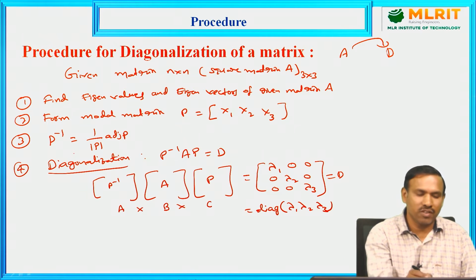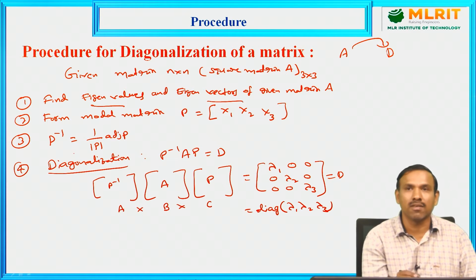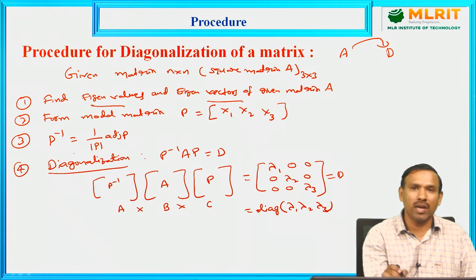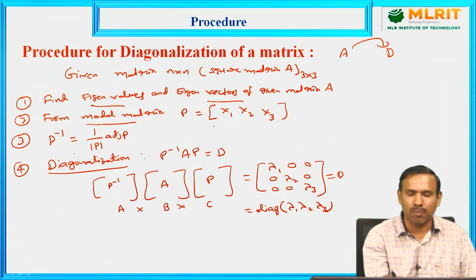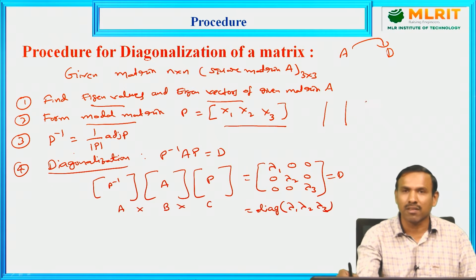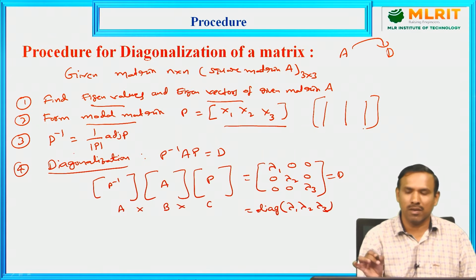Very simple. Just find eigenvalues and eigenvectors. We are very familiar with how to find eigenvalues and eigenvectors. Then, using the eigenvectors, form the model matrix P, which contains all the eigenvectors: first eigenvector, second eigenvector, third eigenvector. The three together will form the model matrix. But you need to confirm that the three must be linearly independent eigenvectors.